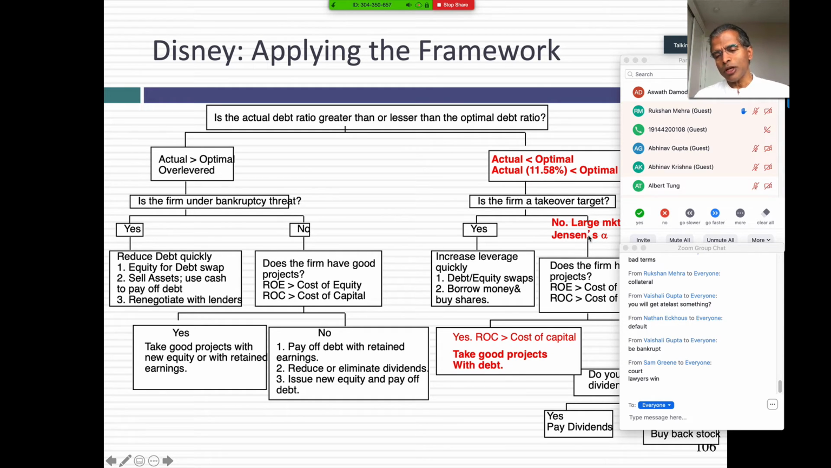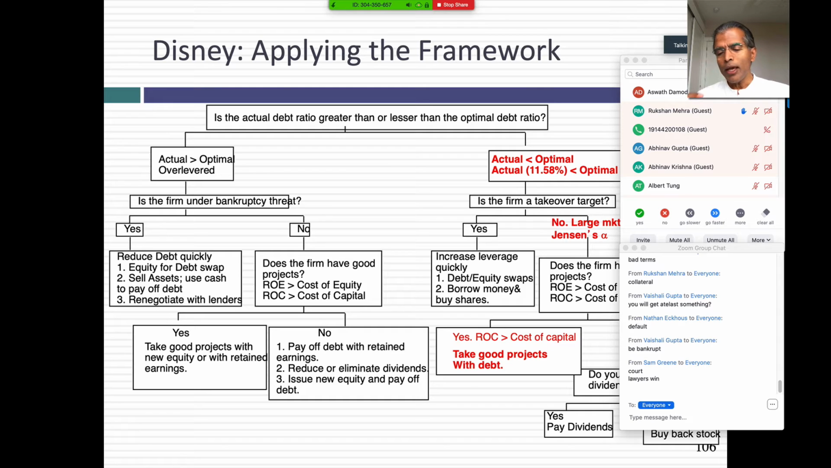Its market cap is $130 billion, making it a fairly large company. It's not an Apple. It's not a $1 trillion company, but $130 billion is pretty big. Its Jensen's Alpha, if you remember, was 9.01%. It was a big positive number. And it had gained an element of trust from investors.